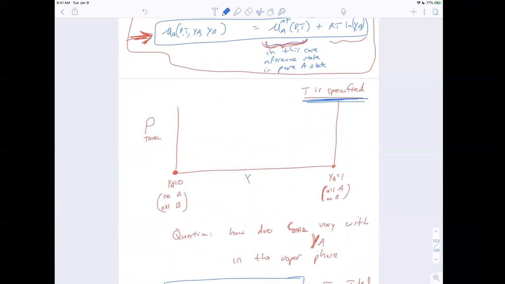All right, seems like x sub A might be a good way to do this. That's fine because we can still have x sub A here equal to 0, and here x sub A equal to 1. Everything, in terms of what it means physically, is the same. We have no A on the left, and all A on the right. So that seems to be a pretty good idea.